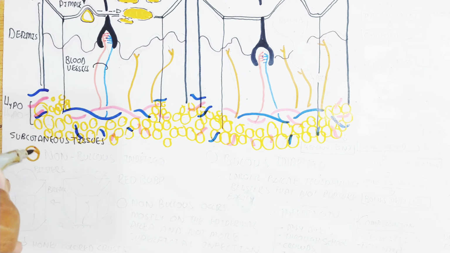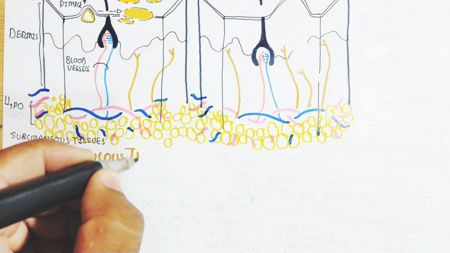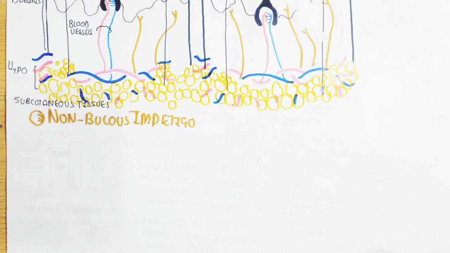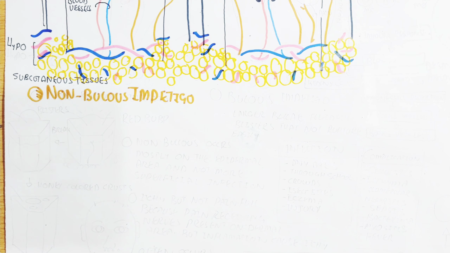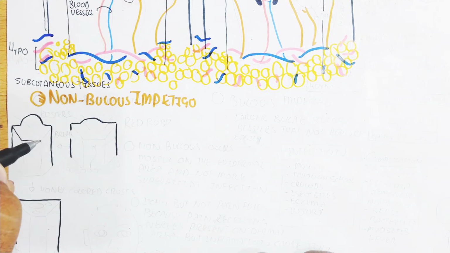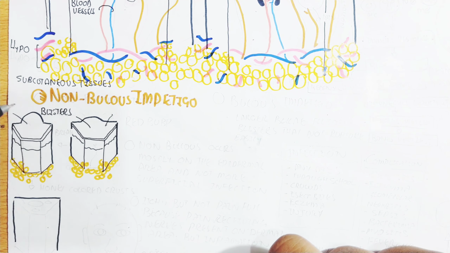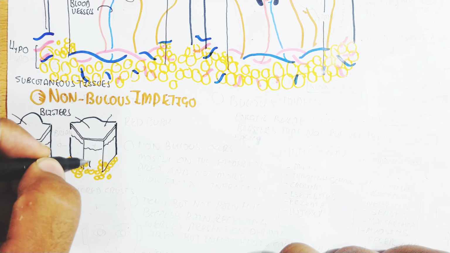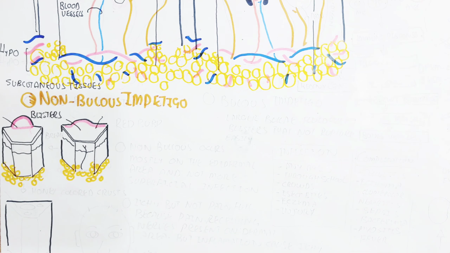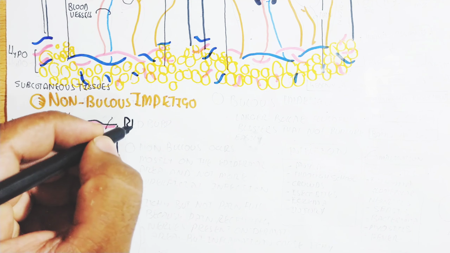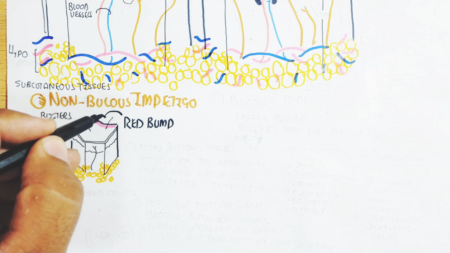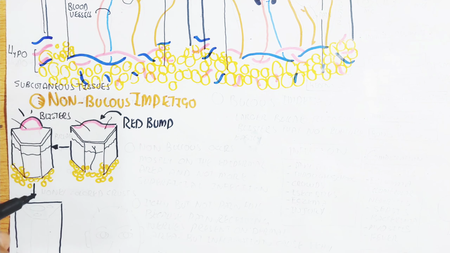So let's understand about non-bullous impetigo. The major cause is bacterial infection due to Staphylococcus aureus and Streptococcus pyogenes. In this way, non-bullous impetigo leads to a red bump in the initial stage, which will lead to blister formation, and that blister will break, and this break will lead to honey-colored crust formation.